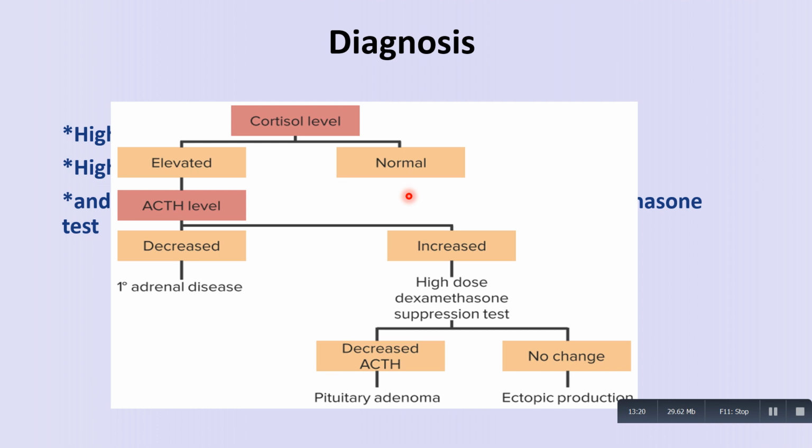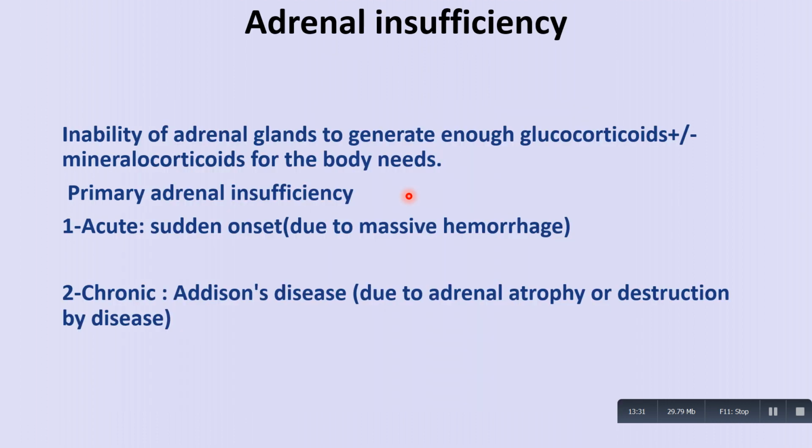Adrenal insufficiency: inability of adrenal glands to generate enough glucocorticoids or mineralocorticoids for the body's needs. Primary adrenal insufficiency can be acute or chronic. The acute is sudden and due to massive hemorrhage. The chronic, like Addison's disease, is due to adrenal atrophy or destruction by disease. Symptoms: weight loss, hyperpigmentation, hypotension.